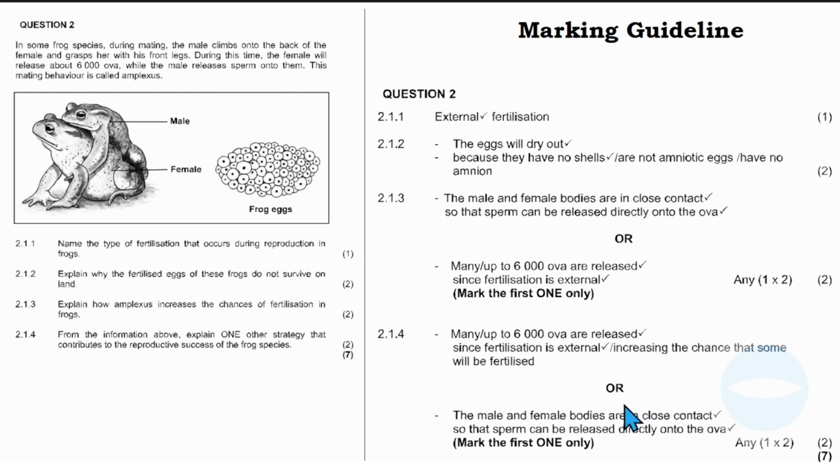Remember, just writing the answer only does not guarantee maximum marks. You must know the strategies of writing the correct answer in the way that the examiner wants. So this is the memorandum.